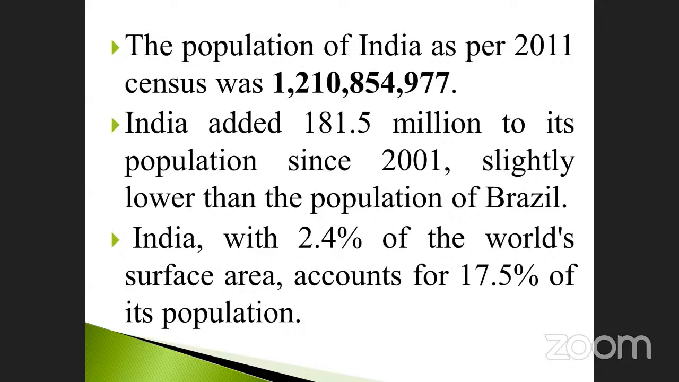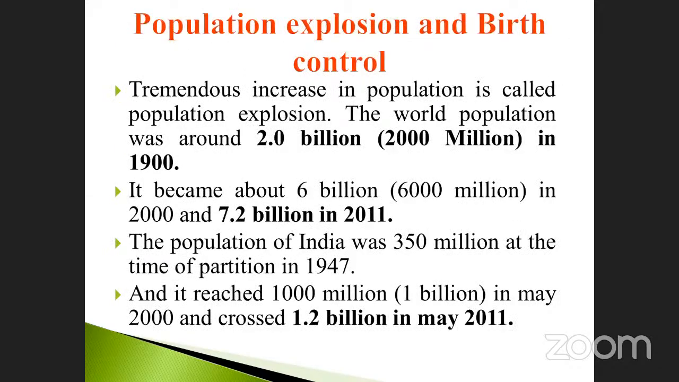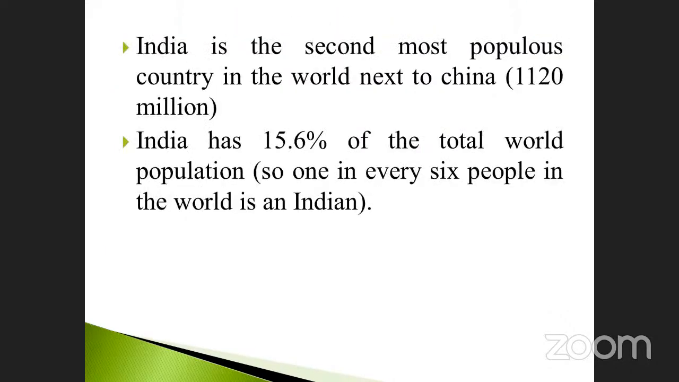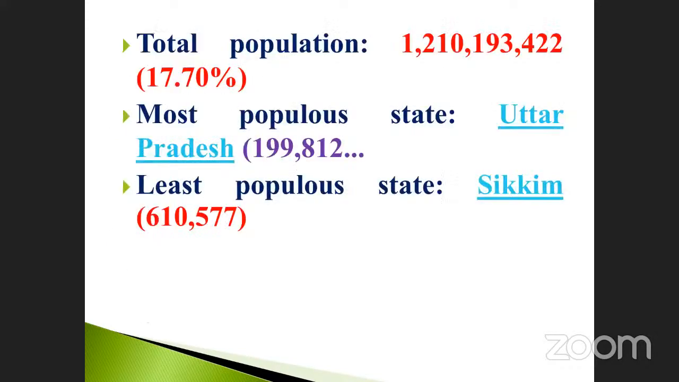These are all calculated. You have to note these down; these 3 points are very, very important. Which ones? These 3 only. And also the percentage: India has 15.6% of the world population. The last one is that India, with its share of the world surface area, accounts for 17.5% of the world's population. This is also another important point. Sometimes they may ask questions.